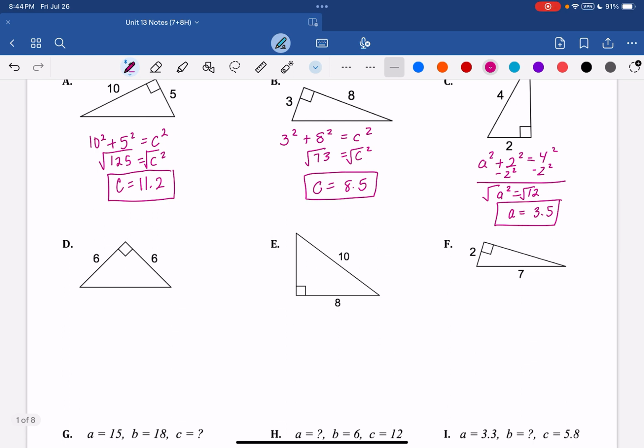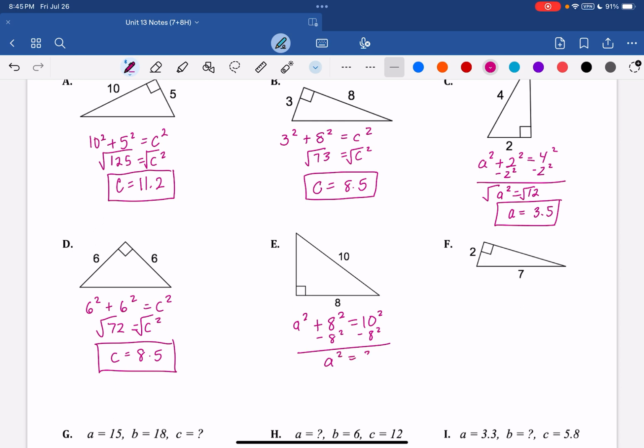Example D, those are both legs. So 6 squared plus 6 squared would equal c squared. So that would be 72 equals c squared. We would square root both sides, and c is about 8.5 when we round to the nearest tenth. Example E, we're missing a leg. We'd call it b if we wanted to, but a squared plus 8 squared equals 10 squared. Subtract 8 squared, so a squared equals 36. Square root, and a is a perfect square of 6.